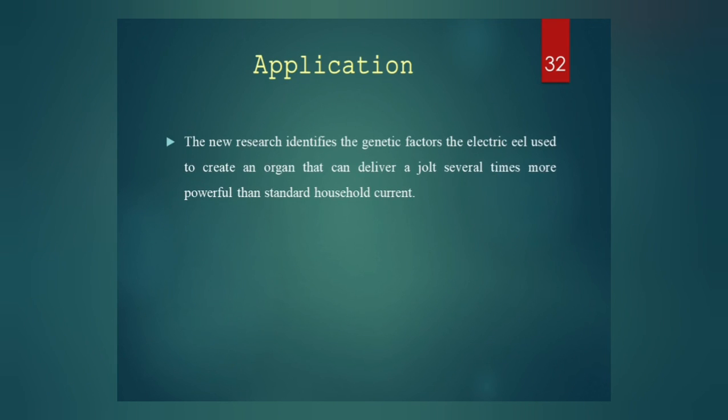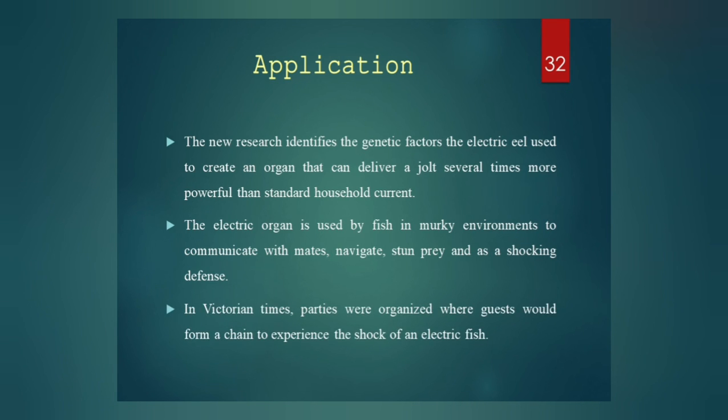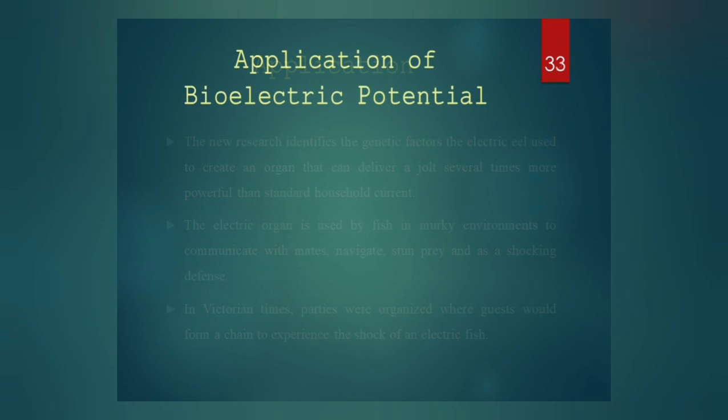Applications. New research identifies the genetic factor the electric eel used to create an organ that can deliver a jolt several times more powerful than standard household current. The electric organ is used by fish in murky environments to communicate with mates, navigate, stun prey, and as a shocking defense. In Victorian times, parties were organized where guests would form a chain to experience the shock of an electric fish.